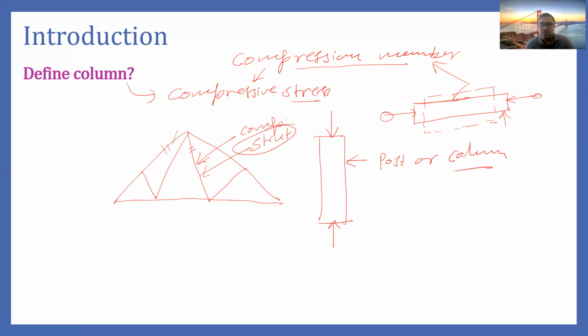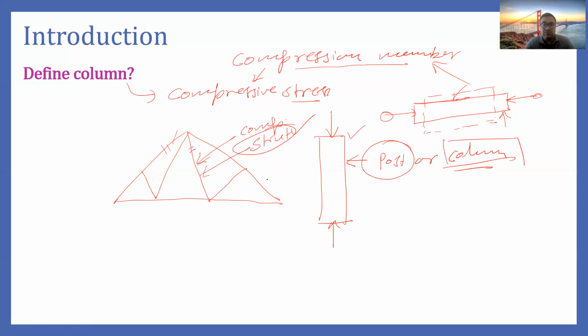If the member is not vertical, if it is of any other angle, it may be inclined or horizontal, in that case the member is known as strut. And if the member is vertical, we generally name it as post or column. So that is the compression force behavior.